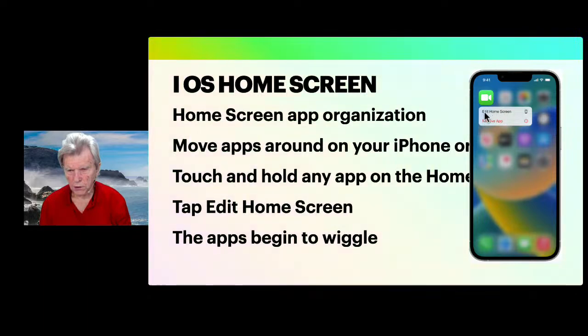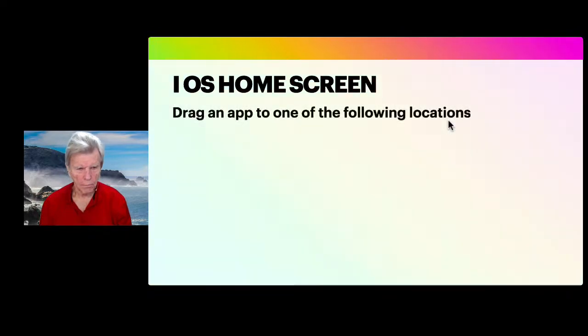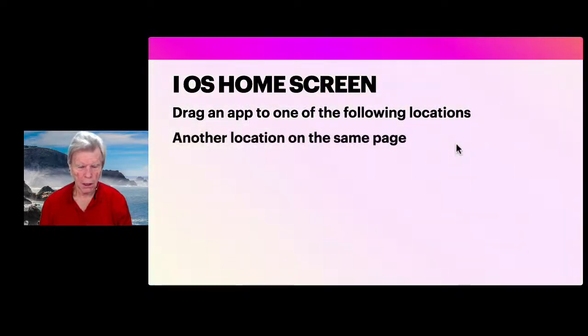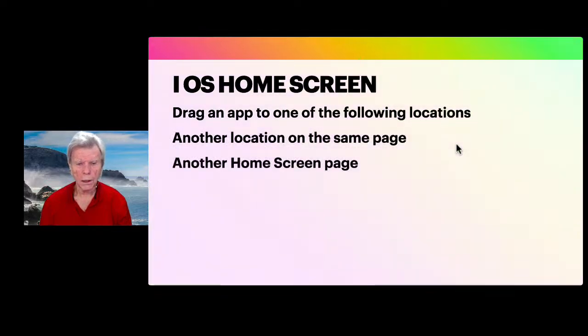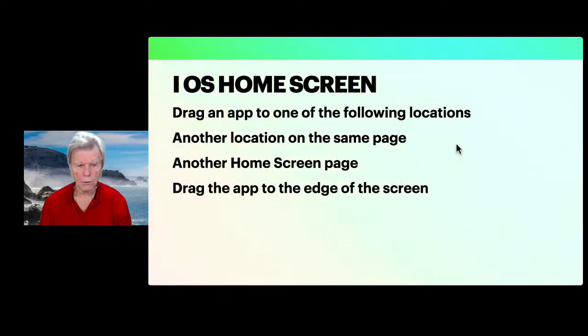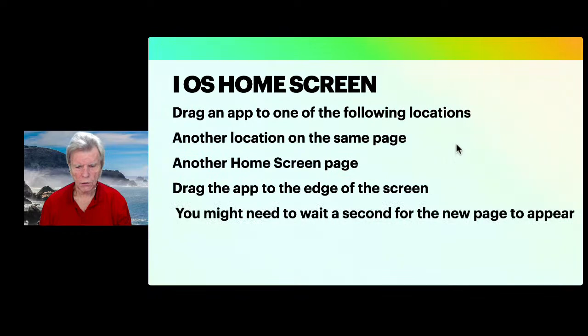A little window pops up and you click on Edit Home Screen, or again, continue to hold it and it goes into wiggle mode. So now we can drag the app to one of the following locations. We can go to another location on the home page, or we can go to another home screen page. And the way we do that is we drag the app to the edge of the screen. It may take a second or so for that new page to appear.